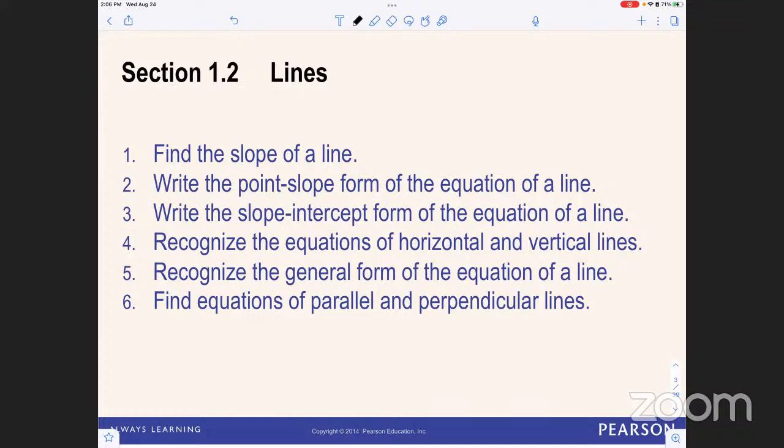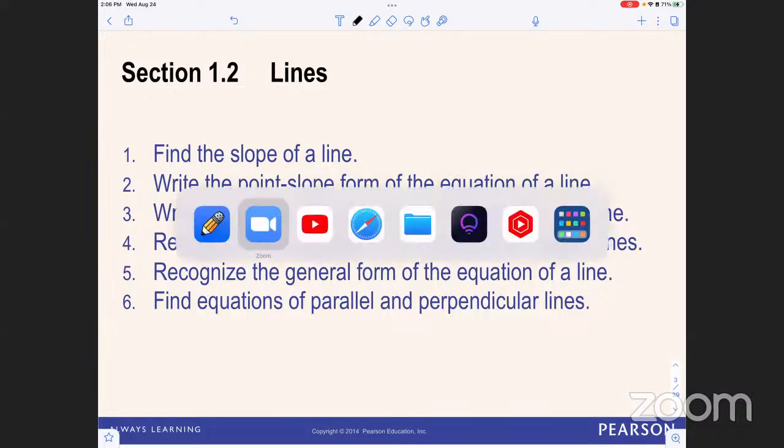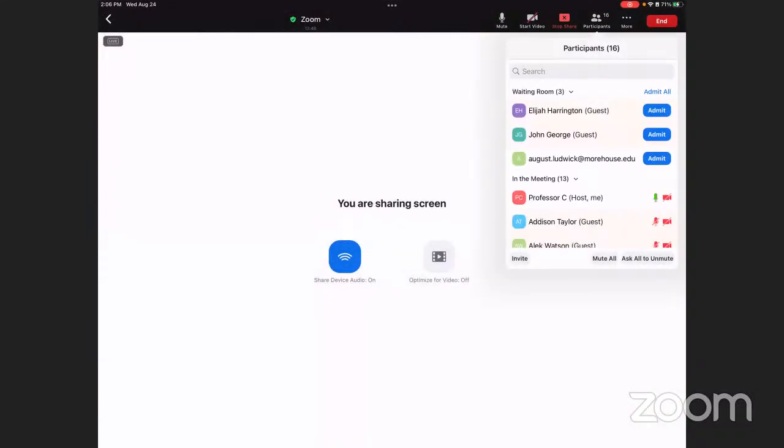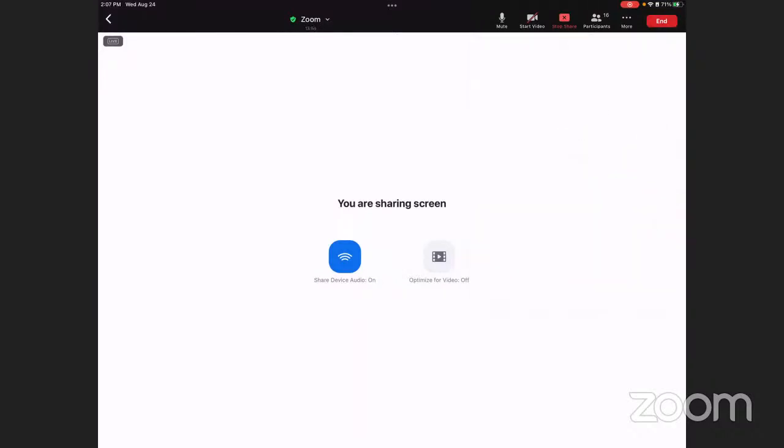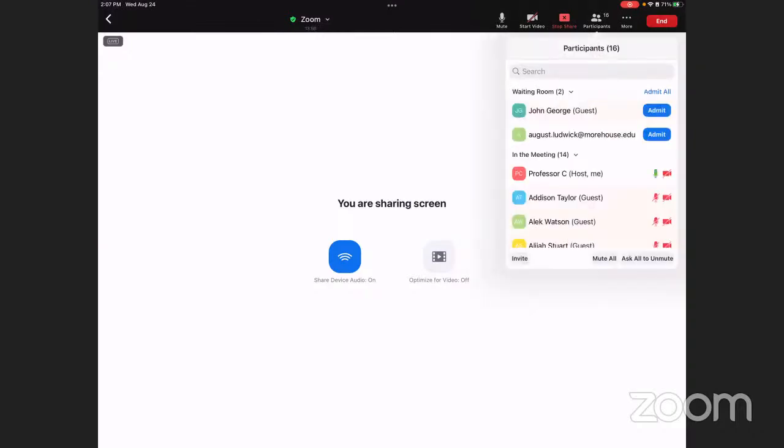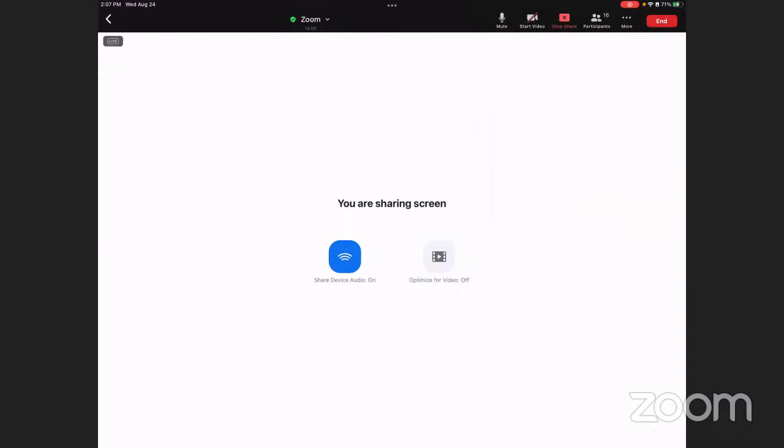Okay, let me check Zoom one more time, see if we have any stragglers. Let me get the stragglers. So here's one. I have a question. Give me just a second. And then Ludwig, that's an interesting name. Go ahead.